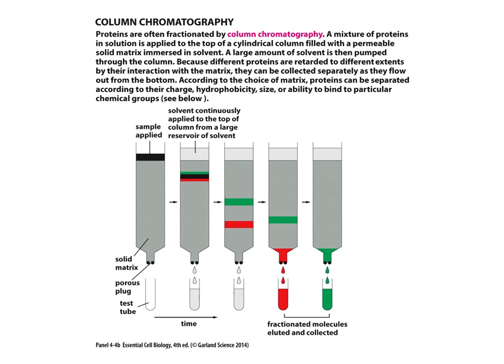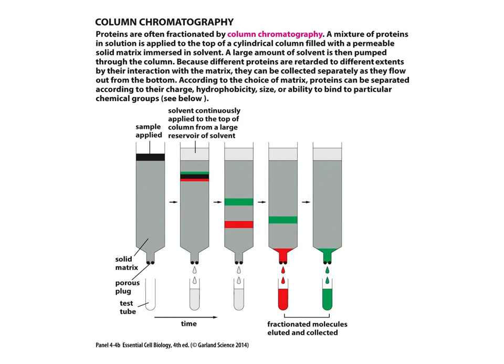So with column chromatography, what's being done is that we're going to have a column that has a matrix in it, and we'll talk about this matrix in a little bit, because depending upon what the matrix is, it's a different type of chromatography. Okay.